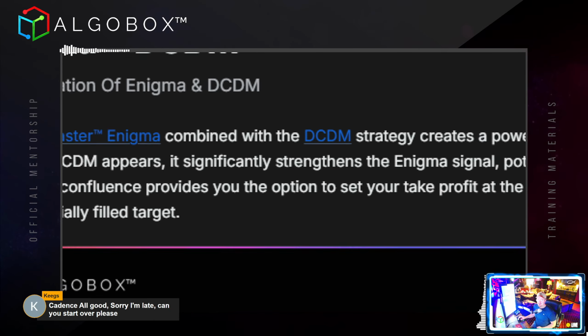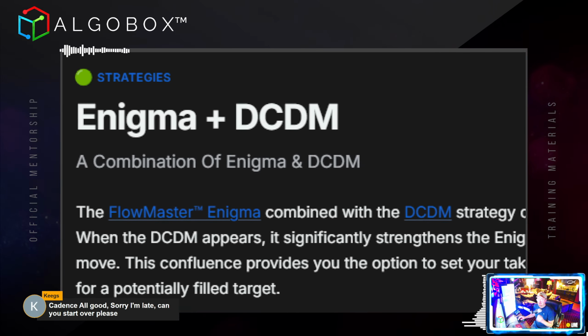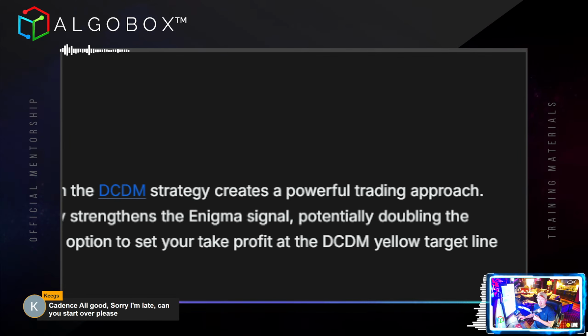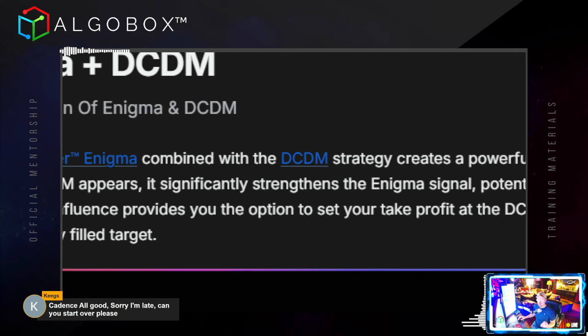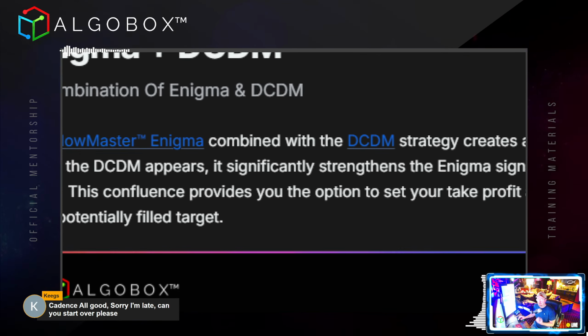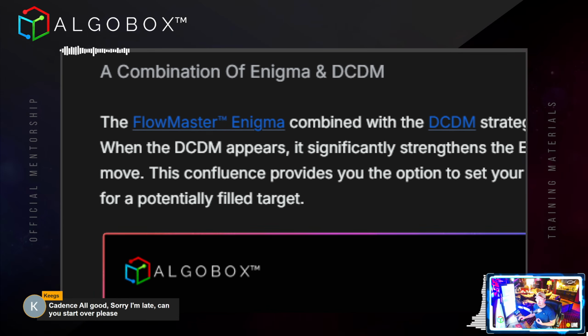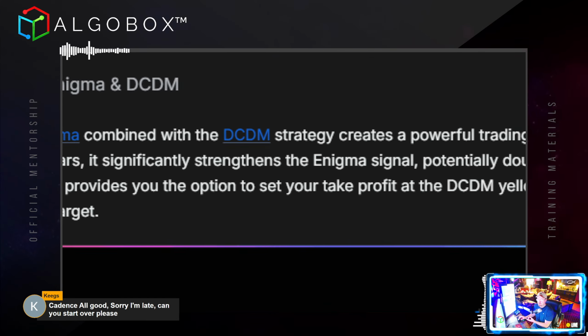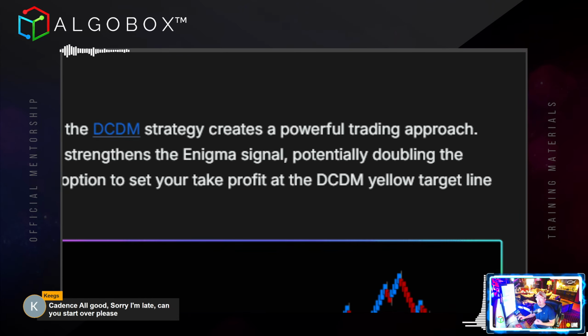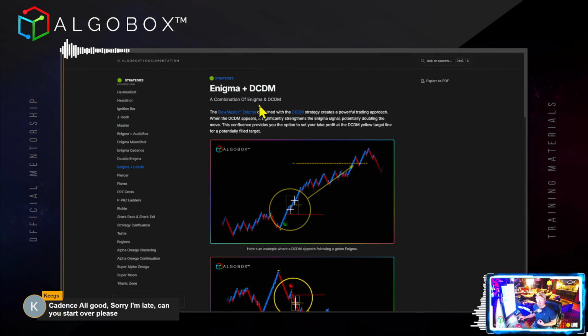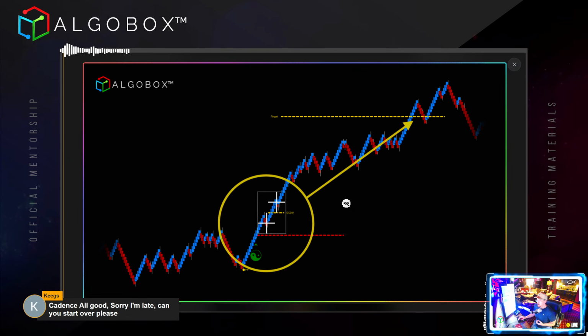The Enigma plus the DCDM, a combination of Enigma and DCDM. The Flowmaster Enigma combined with a DCDM strategy creates a powerful trading approach. When the DCDM appears, it significantly strengthens the Enigma signal, potentially doubling the move. This confluence provides you the option to set your take profit at the DCDM yellow target line for a potentially bigger target. Now, what is the normal target on an Enigma?